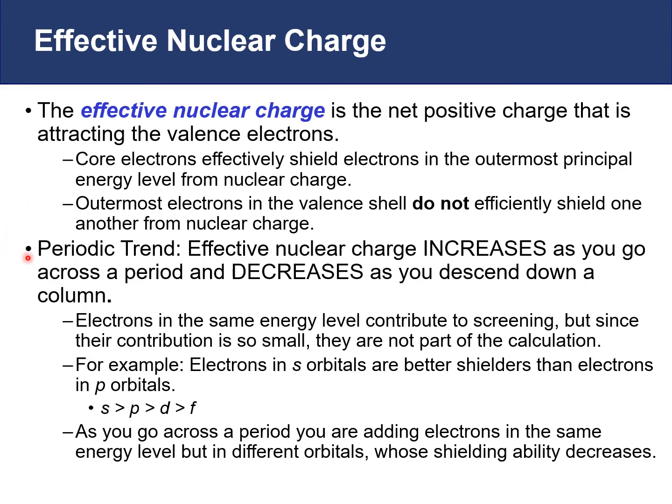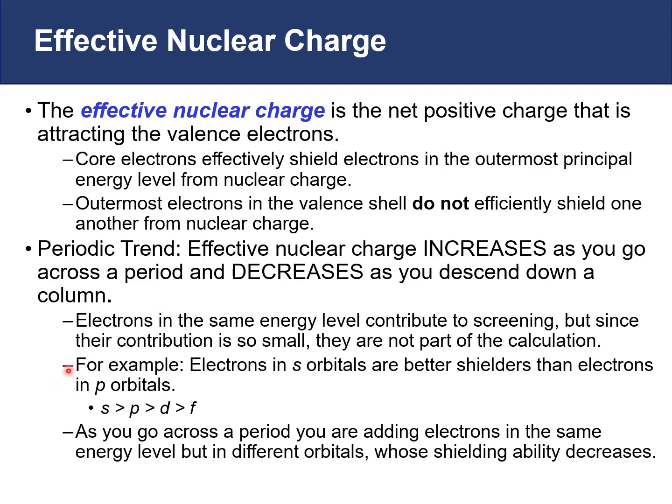The periodic trend for the effective nuclear charge is that it increases as you go across the period and decreases as you go down a column or group. Electrons in the same energy level essentially do contribute to screening, but since that contribution is so small, they do not really take part in the calculation.